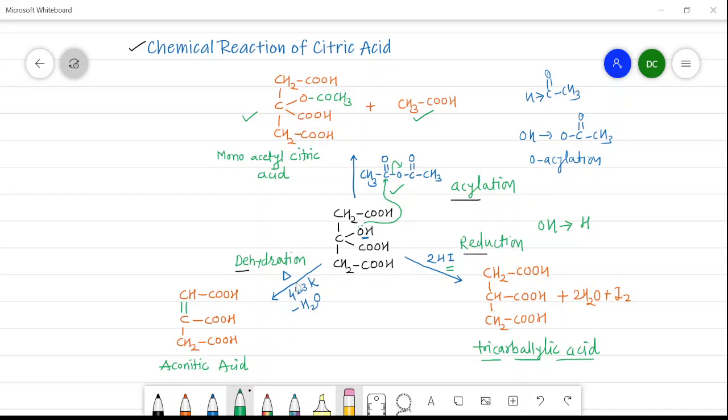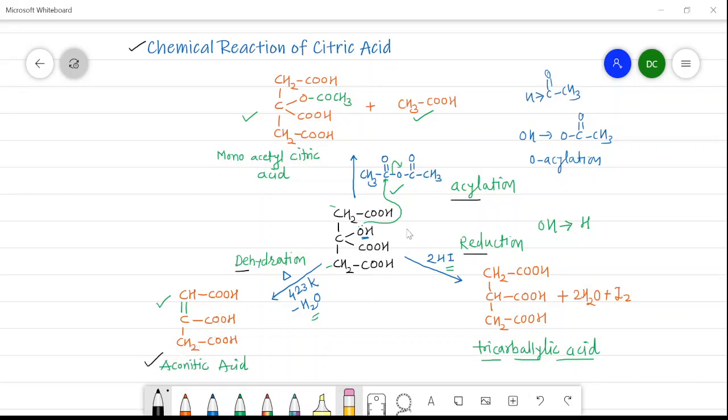And the third reaction is the dehydration reaction. Dehydration means removal of a water molecule. So in this case, dehydration occurs, that is either hydrogen from this carbon or this carbon and the OH from this middle carbon are eliminated as a water molecule, and here we get this type of compound. Here there is a formation of a carbon double bond carbon, that is CH-COOH, double bond C-COOH, CH2COOH. The name for this compound is aconitic acid.